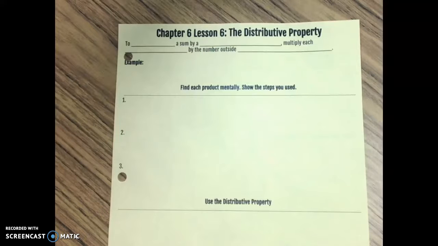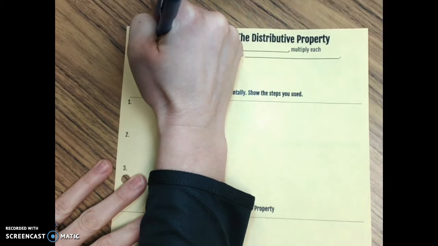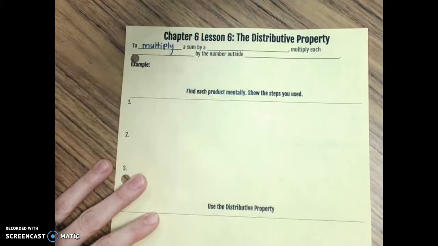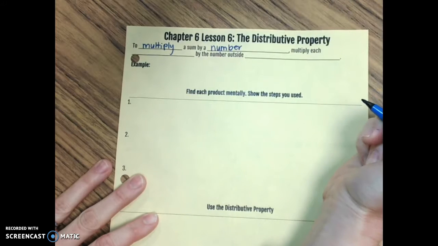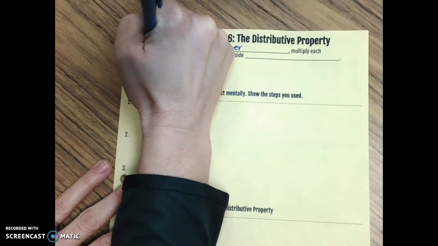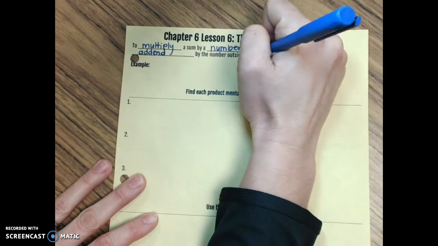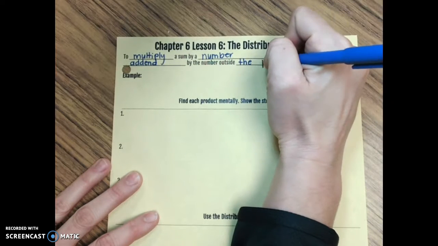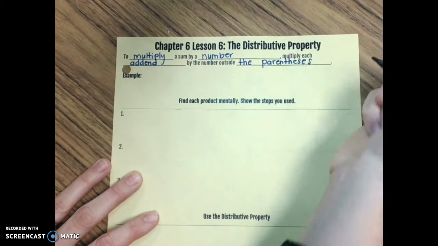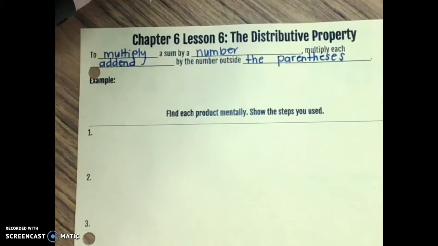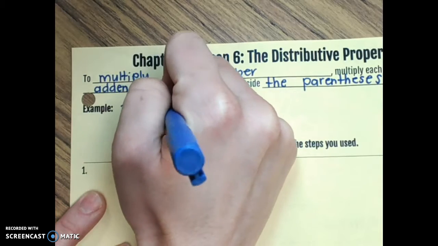Okay, today we're going to look at the distributive property to multiply a sum by a number, multiply each addend by the number outside the parentheses. So an example of that would be 3, and then in parentheses we have 20 plus 15.